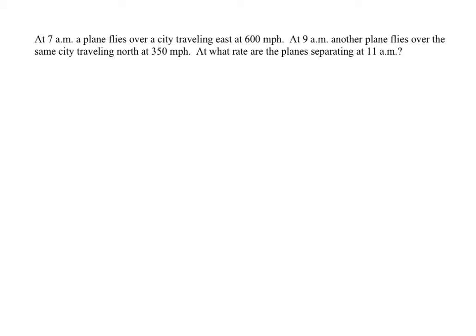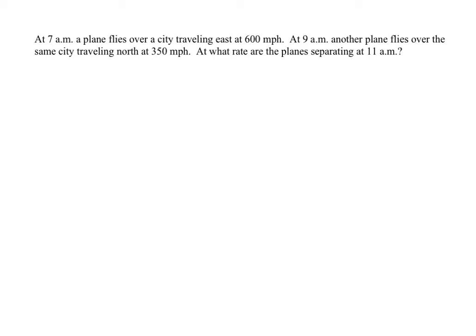At 7 a.m., a plane flies over a city traveling east at 600 miles per hour. At 9 o'clock, another plane flies over the same city traveling north at 350 miles per hour. At what rate are the planes separating at 11 a.m.?